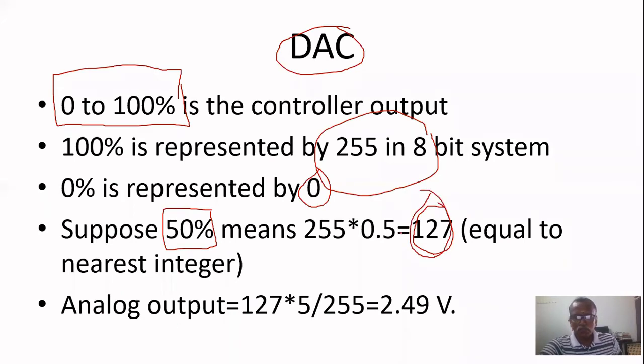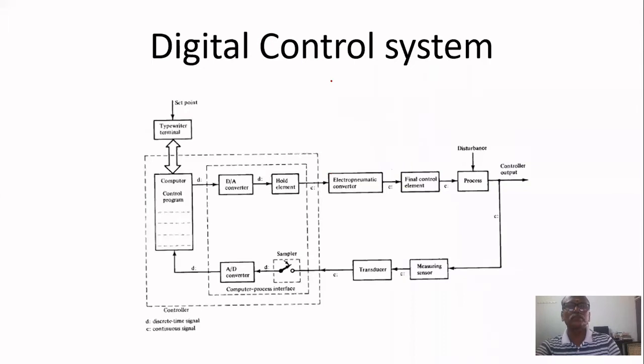What is the analog output? If 127 is given to a DAC whose span is 0 to 5, 127 multiplied by 5 divided by 255 gives 2.49. That is, 2.5 volts will be given by the DAC analog output.